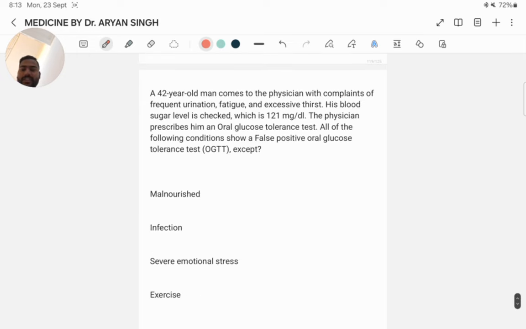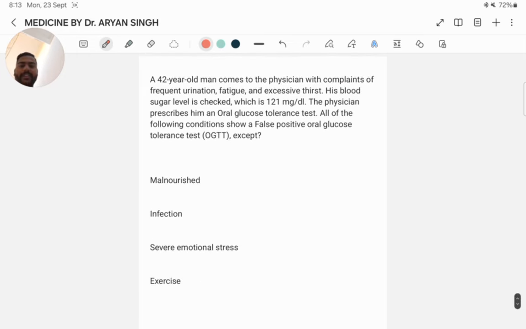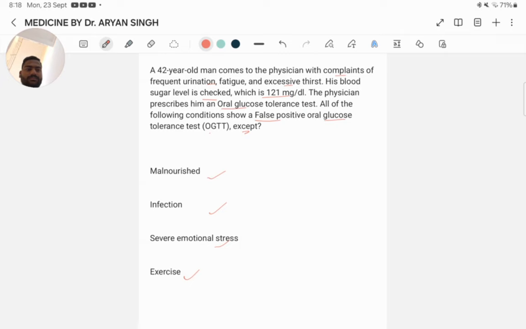Next question. A 42-year-old man comes to the physician with complaints of frequent urination, fatigue and excessive thirst. His blood sugar level is checked, which is 121 mg/dl. The physician prescribes him an oral glucose tolerance test. All of the following conditions show a false positive oral glucose tolerance test except: malnutrition, infection, severe emotional stress, exercise.